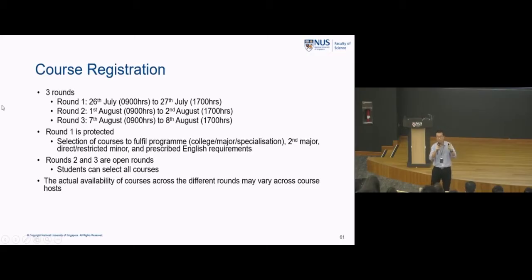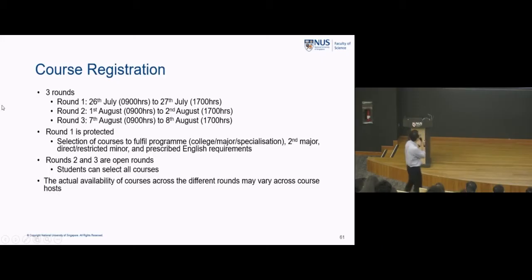Now, to different people, the same course may not be a must-have. So therefore, sometimes you ask, how come my friend can select this course in round 1, but I can't? Well, the reason is because that course is a must-have for your friend, but it's not a must-have for you. When can you select them? You can select them in round 2 or round 3.